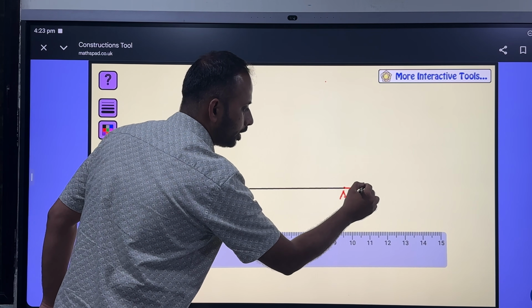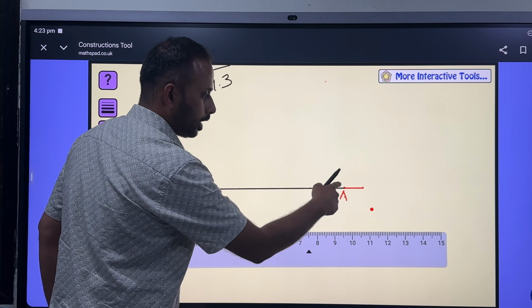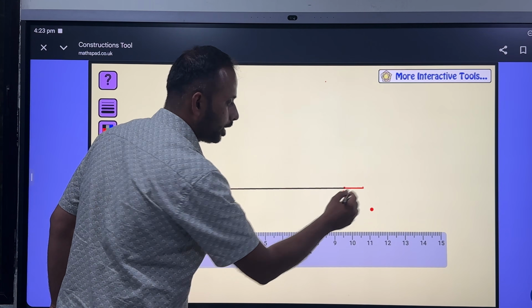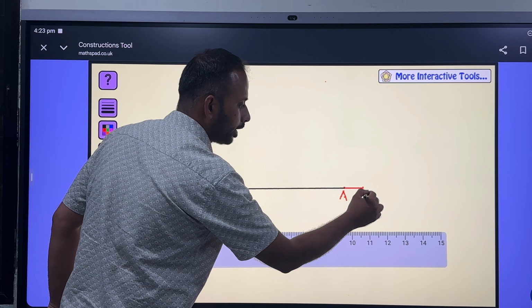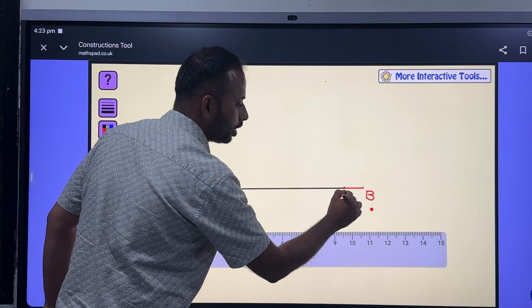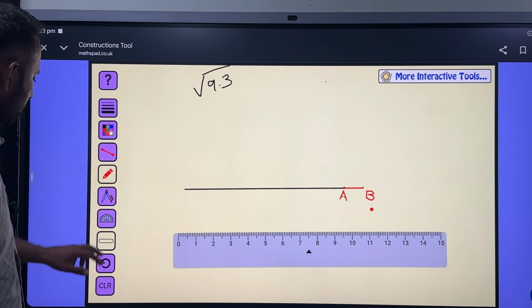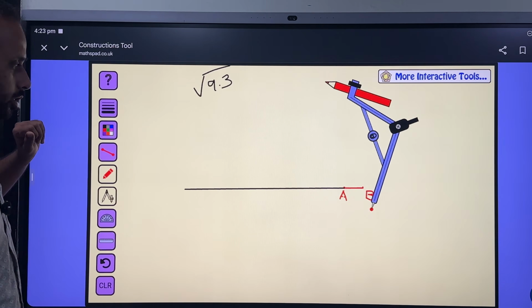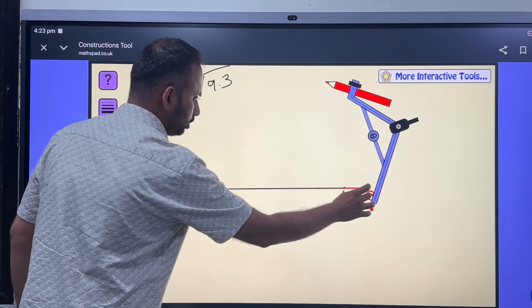At 9.3 we will mark A. At 10.3 we're going to mark it as B. Remember that. Now use your compass.